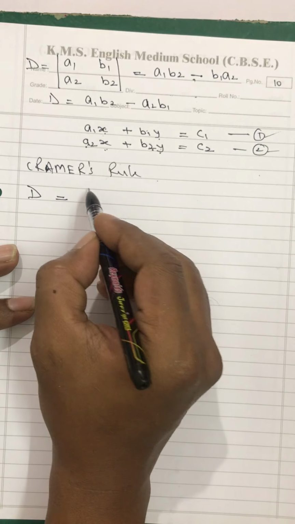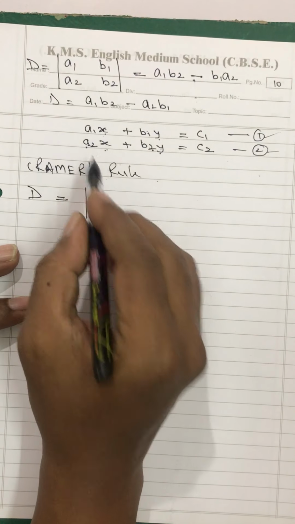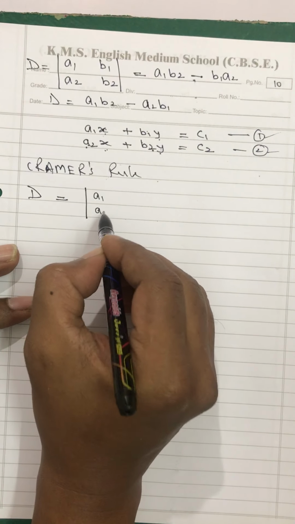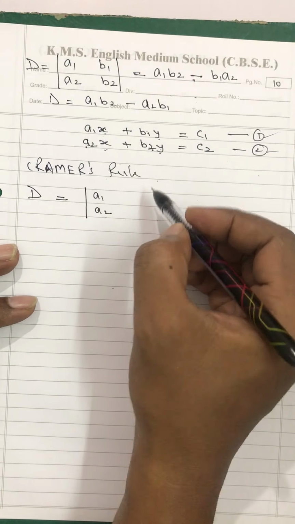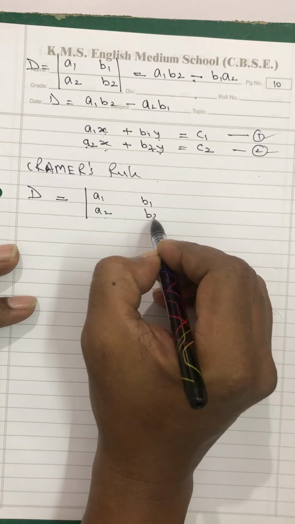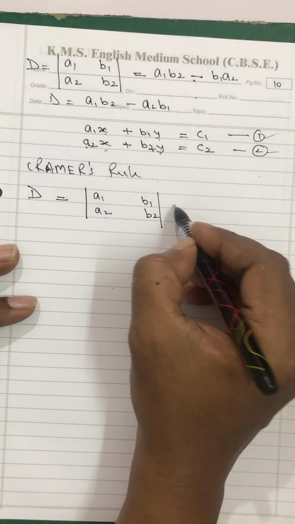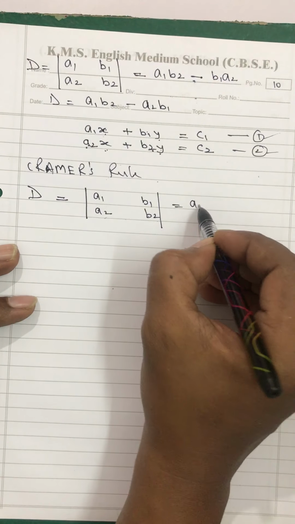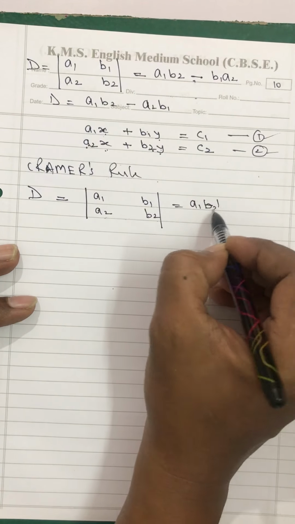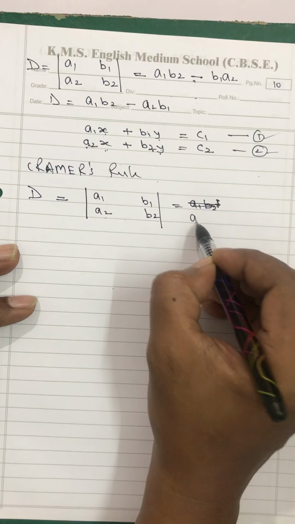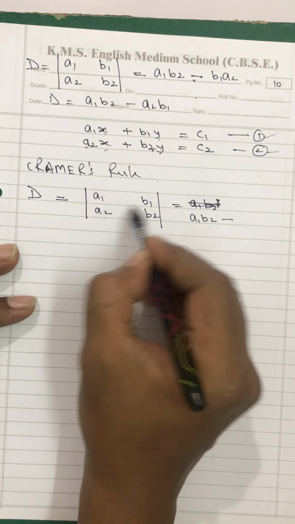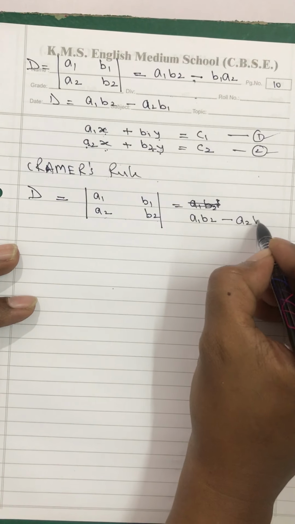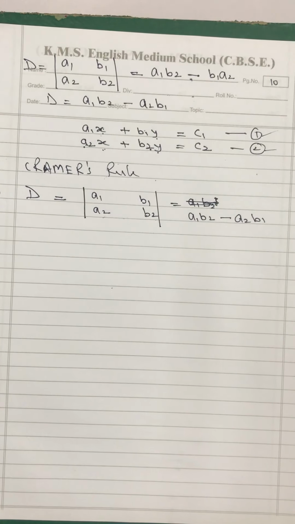Whatever the coefficients are, remember, you have to write the coefficients a1, a2 with their signs, b1, b2. Then D will be equal to a1 into b2, always, minus a2 into b1. This is the value of the determinant.